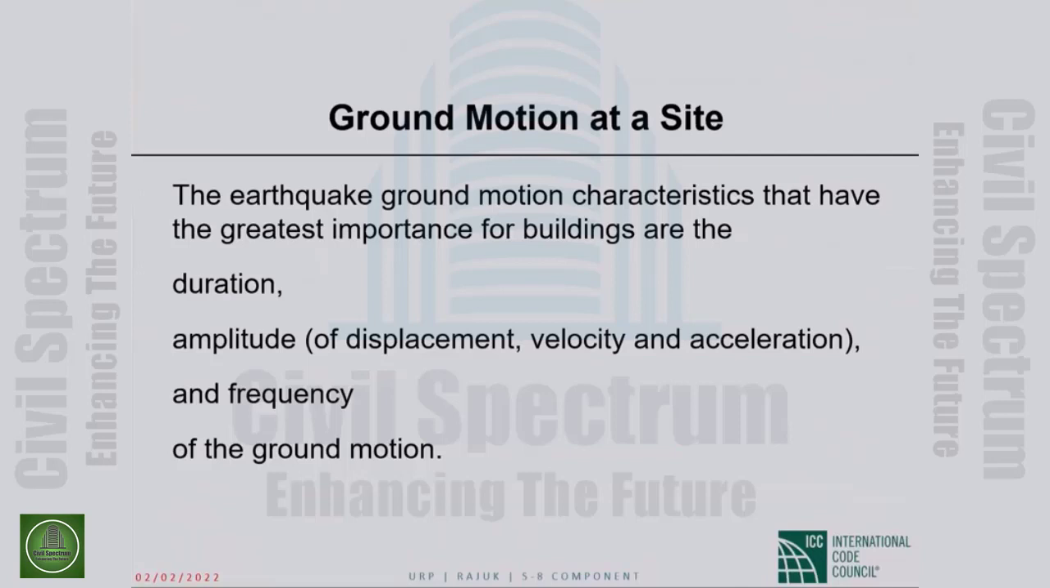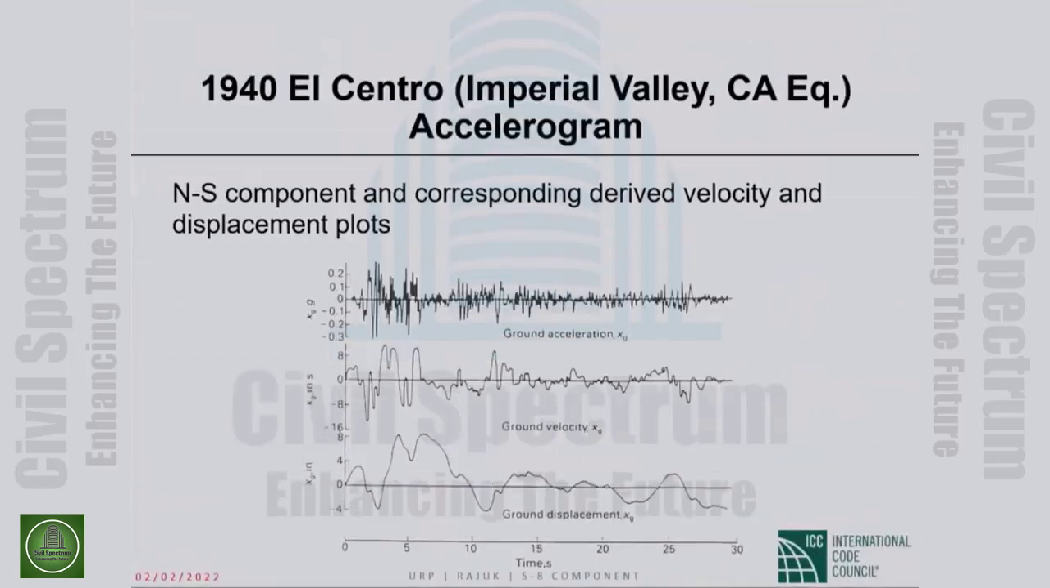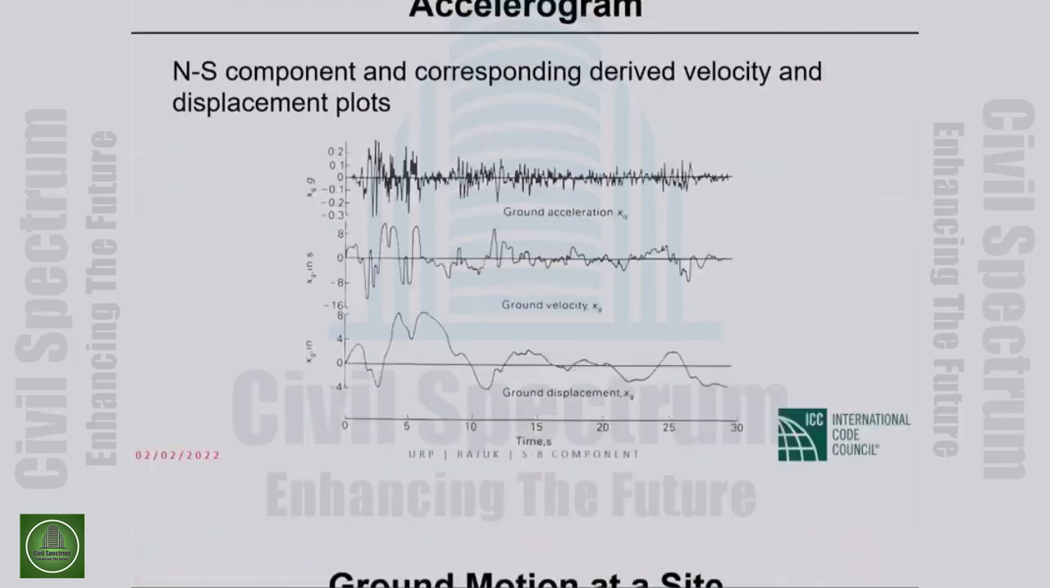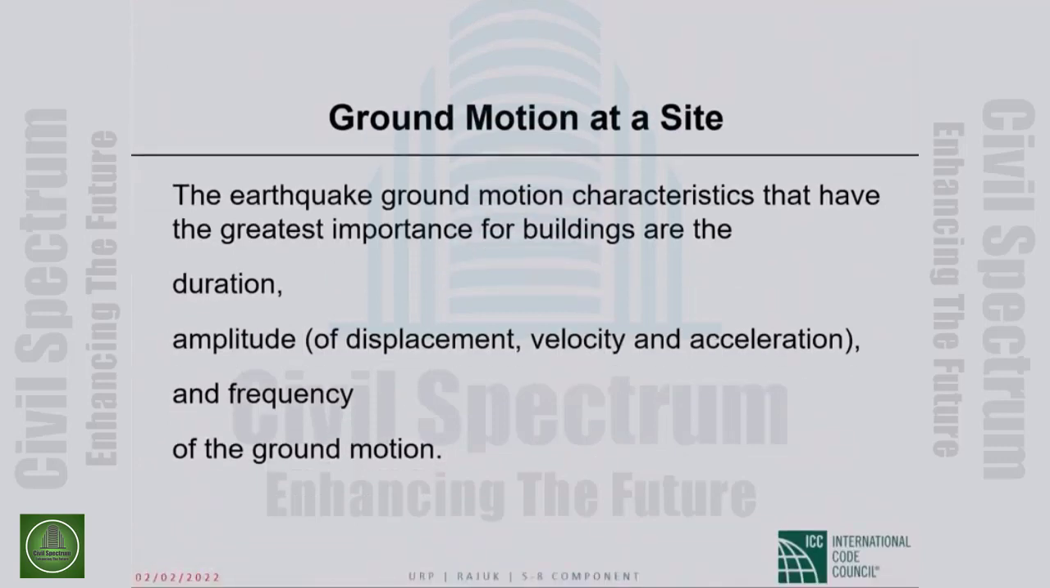The earthquake ground motion characteristics that have the greatest importance for buildings are the duration, the amplitude, which would be from here to there, how tall those things are. So we have high amplitude accelerations here, for instance. The amplitude of displacement here is pretty high. The earthquake ground motion characteristics that have the greatest importance for buildings are the duration, the amplitude in terms of displacement, velocity, or acceleration, and the frequency of the ground motion.